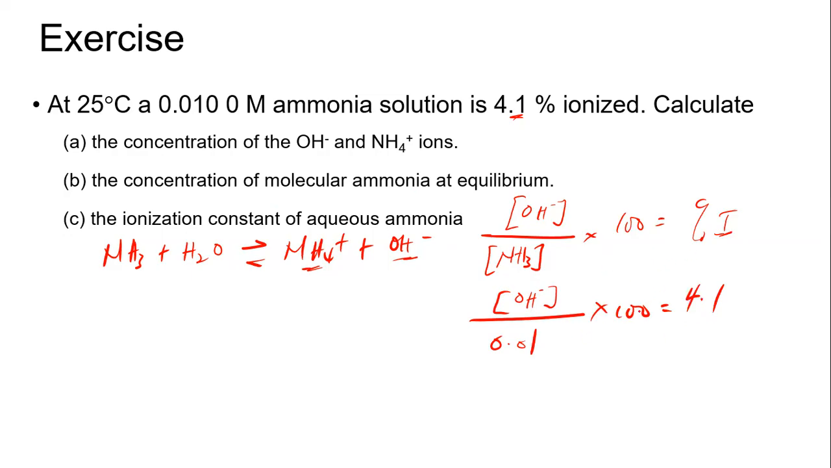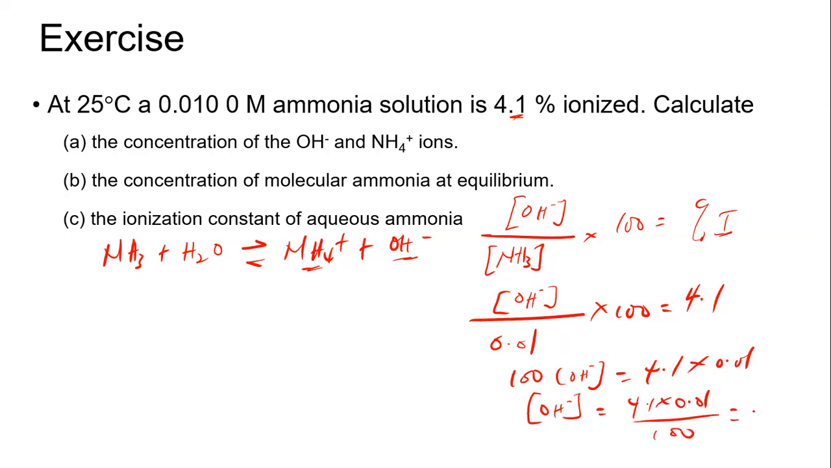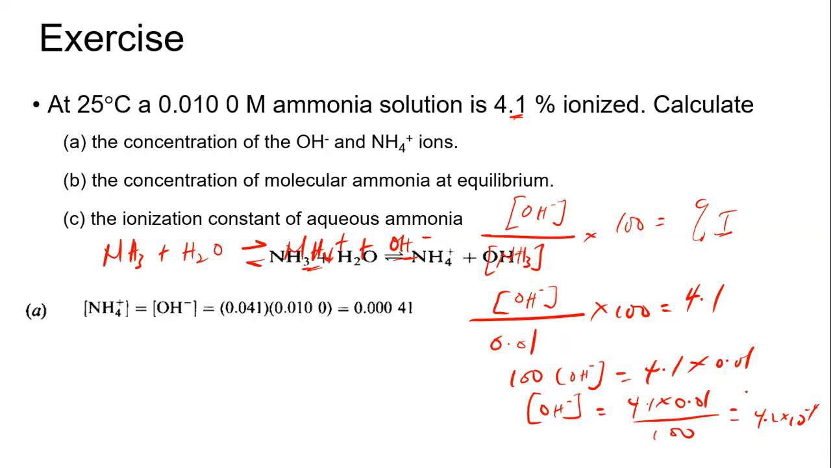Now, this is a simple linear equation. So I would have 100 times the OH minus ion concentration equal to 4.1 times 0.01. Now I'll have the concentration of OH minus ion being equal to 4.1 times 0.01 all over 100, right? Now this will give me 4.1 times 10 raised to the power negative 4. Very simple. So then the question has been solved here. Very simple. That is the solution.